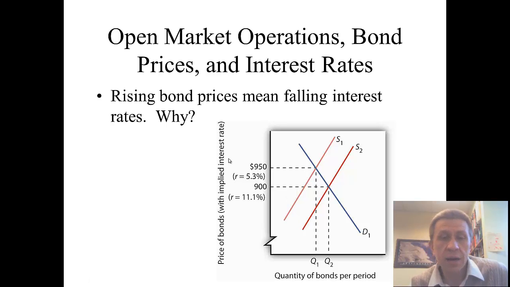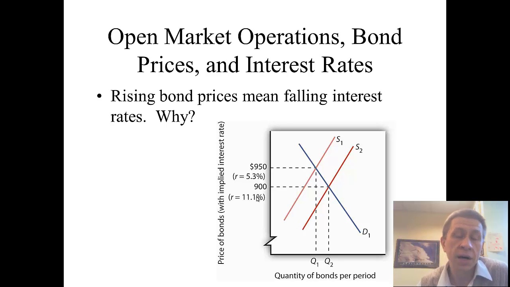Why does this mean that? Well, the bond is redeemable for $1,000 at the end of the year. So the lower the price you pay for it, right, the greater the return you're getting on your investment. If you pay $900 for something and you get $1,000 back for it, you're earning more interest than if you paid $950 for something and got $1,000 back for it.